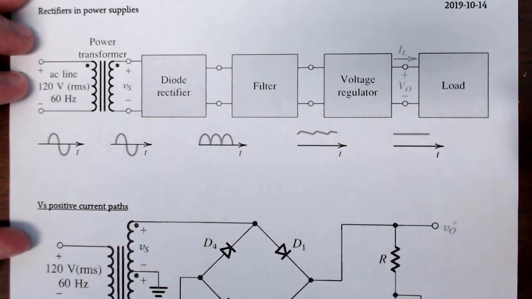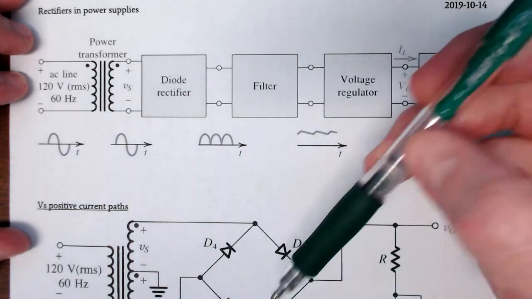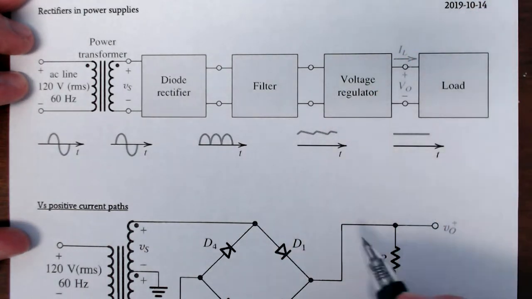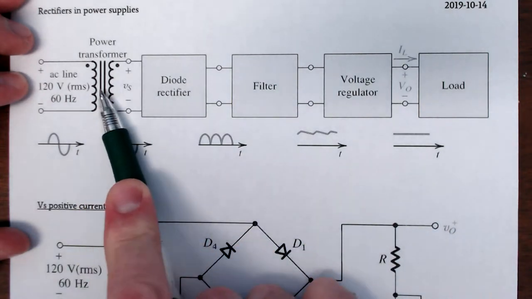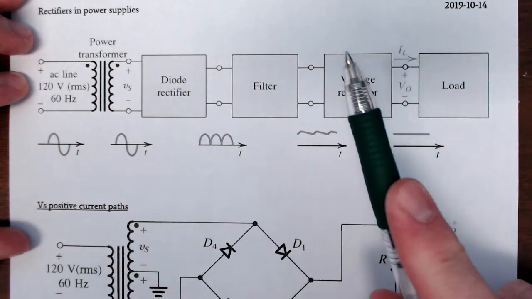We're going to look at power supplies. Specifically for this video, we're going to look at what happens in a bridge rectifier and where does current flow in that circuit. Let's review. We've got a power transformer, rectifier, one of three different types, and a filter.